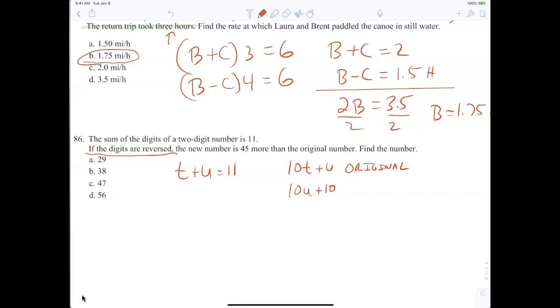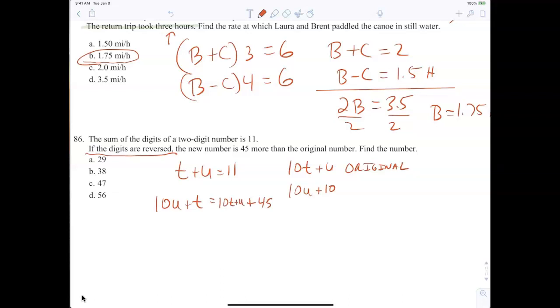So if the digits are reversed, I'll be back strong. 10u plus t is equal to, you're on video, thank you, Miss Diorio. 10u plus t is equal to 45 more than the original.